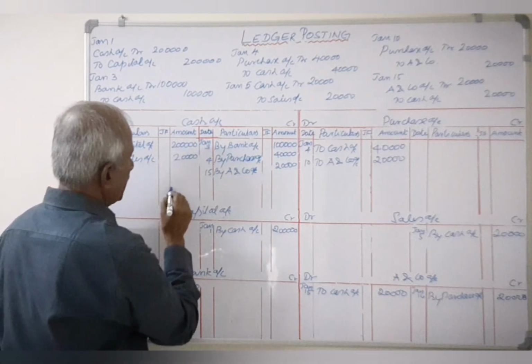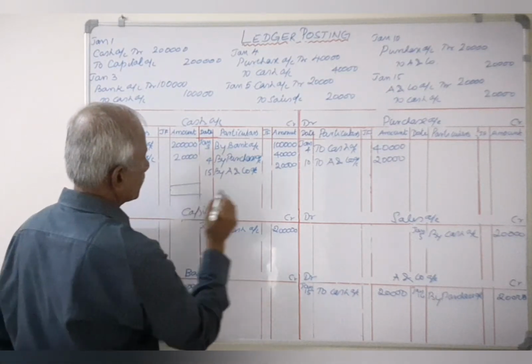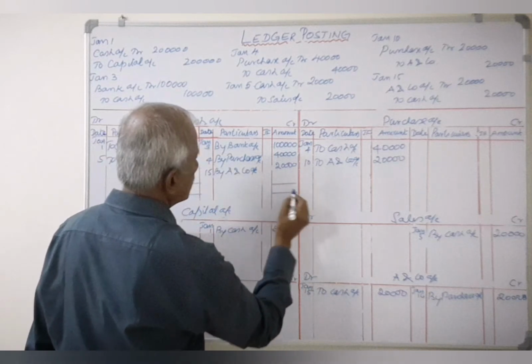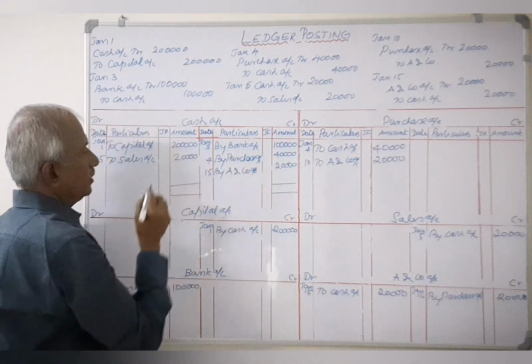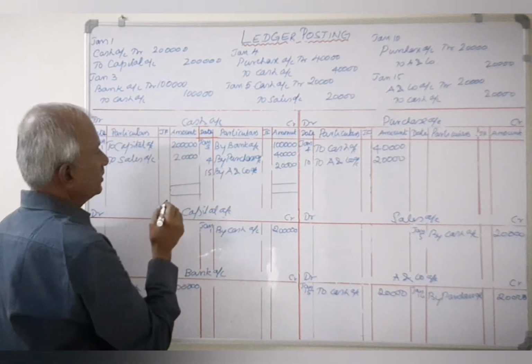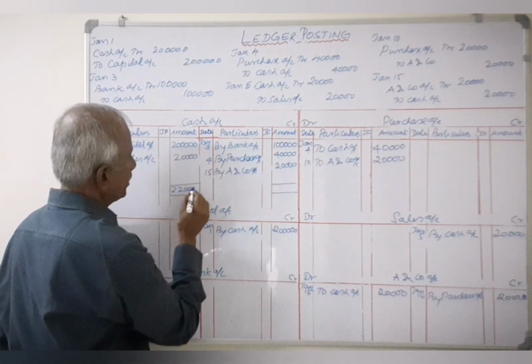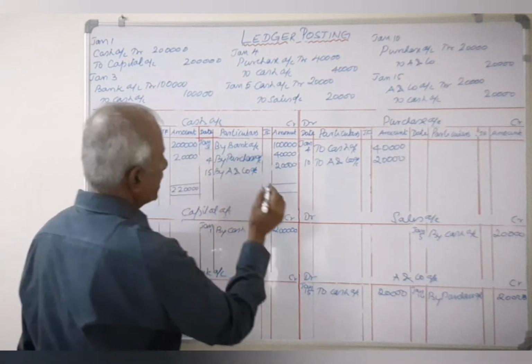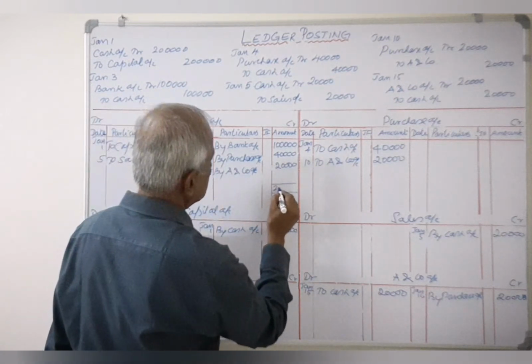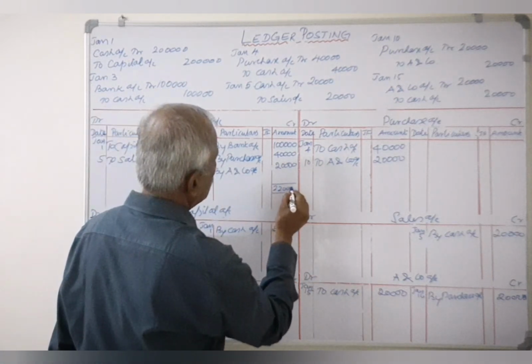So draw 2 lines on both sides and record the total of the heavier side, that is 2 lakh 20,000. Carry the same total to the opposite side, 2 lakh 20,000.